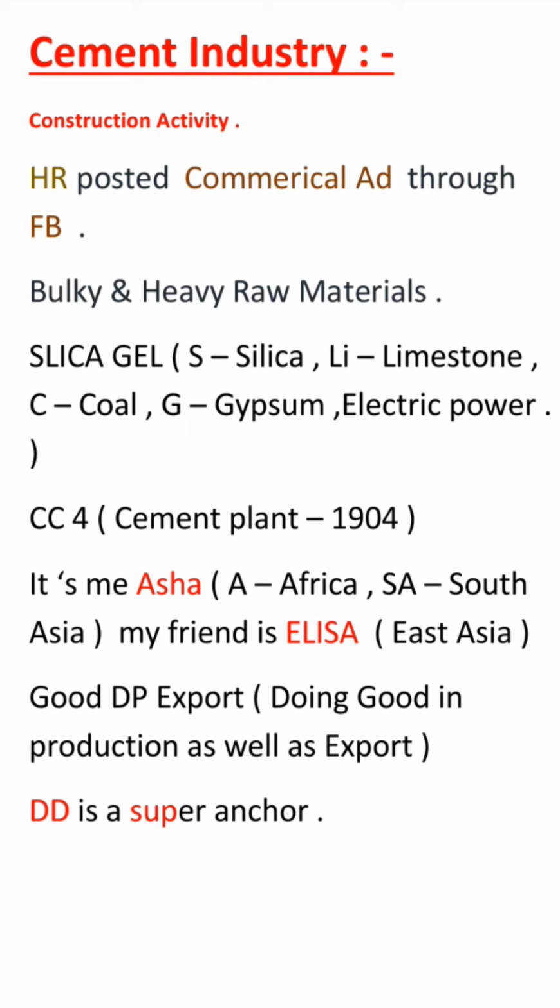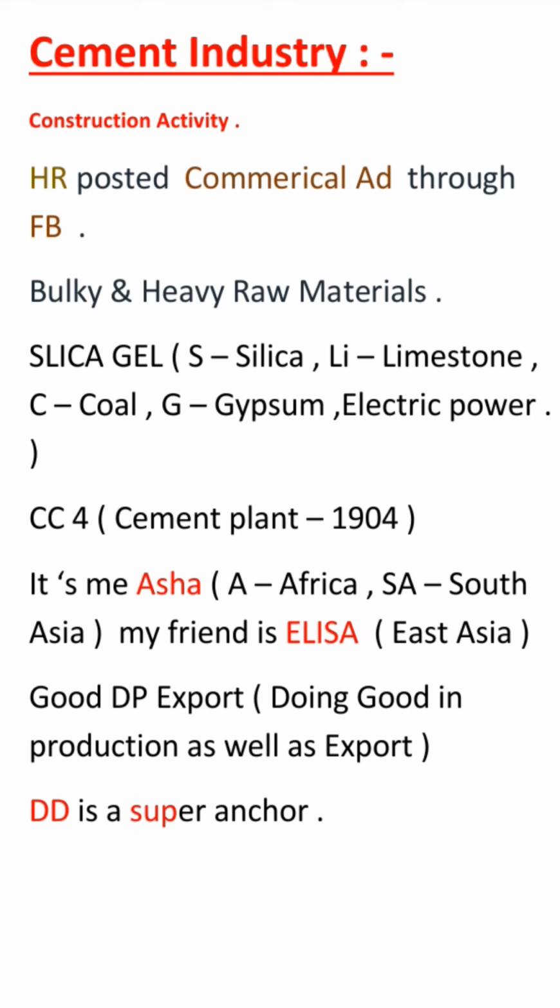You know very well about cement industries, right? Cement is useful for construction activity. So that is the first point. Second point, you have to write for what purpose we are using cement. Cement is useful for building activities, right? So for that I have given one shortcut.